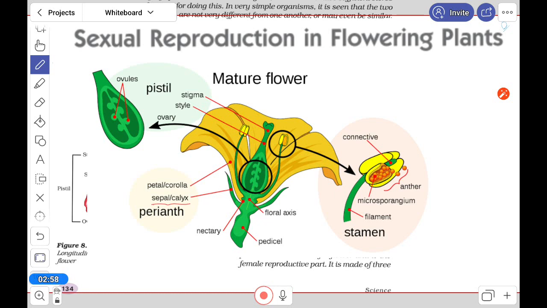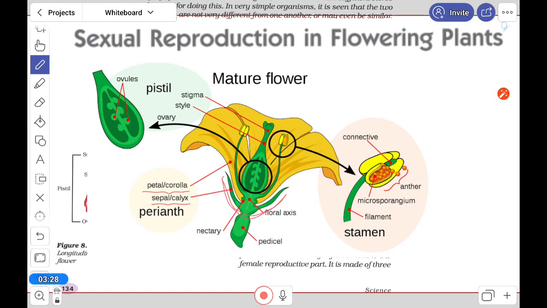This is here so that it can save the flower from outer mechanical break when it is in bud. So these are the areas you can see. This is the sepal. Next is the petal, the colored part. Petal, the corolla, the colored part. The different colors are there.